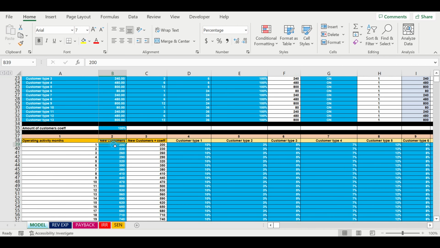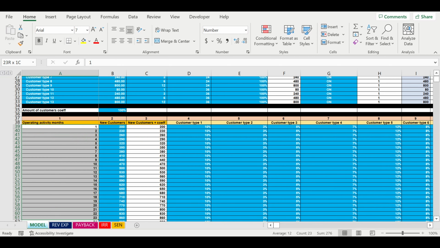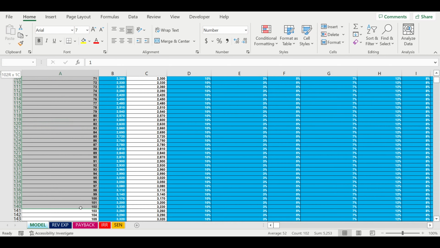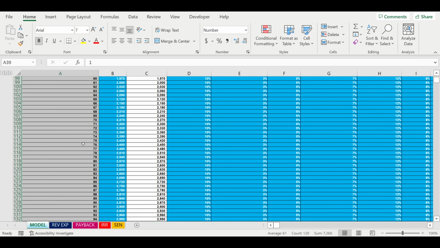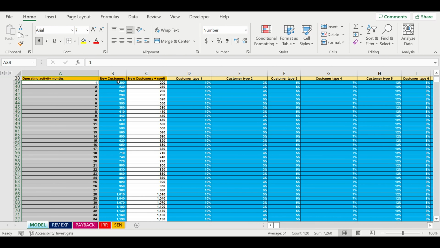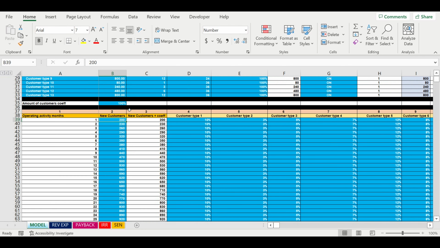So these are the months of operating activity, so we have a 10-year horizon, and here we can specify from the beginning of operating activity how many new customers are joining our project. And here we have a coefficient for all these customers to make us easily play with the amount of new customers that are joining our project.